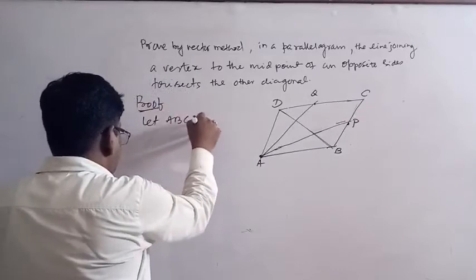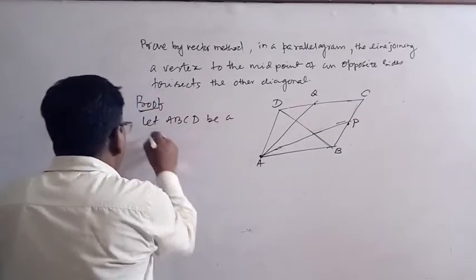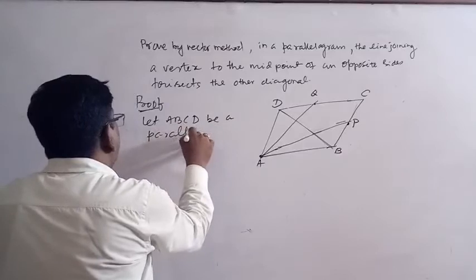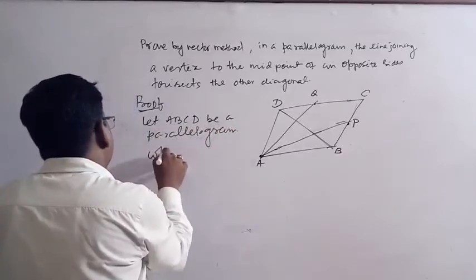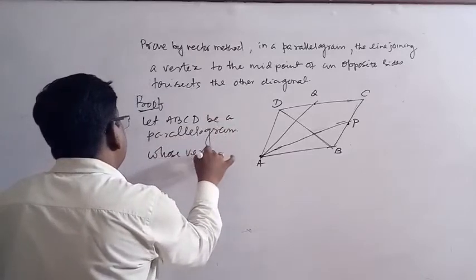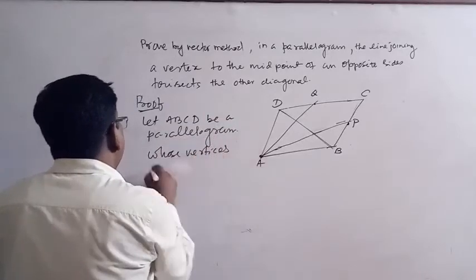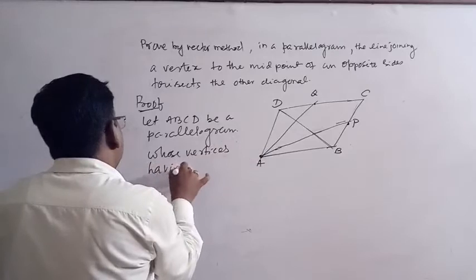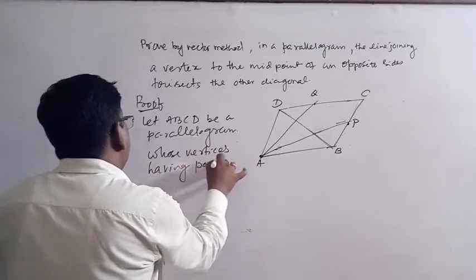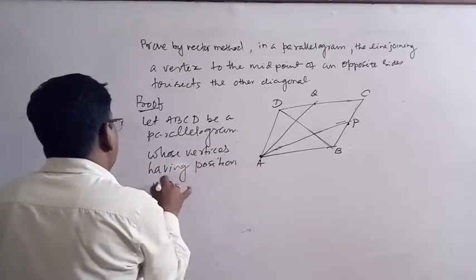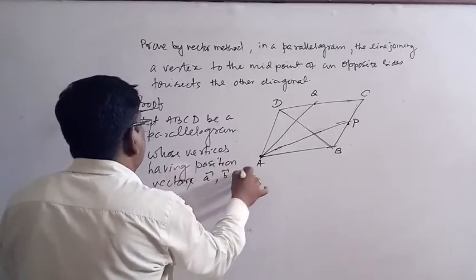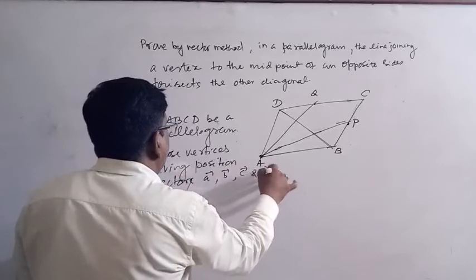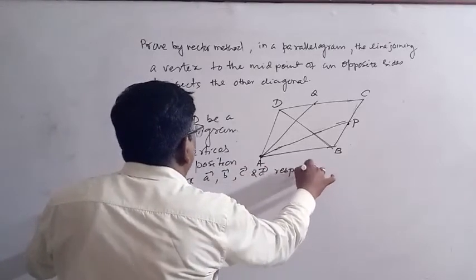Let ABCD be a parallelogram whose vertices have position vectors A, B, C and D respectively.